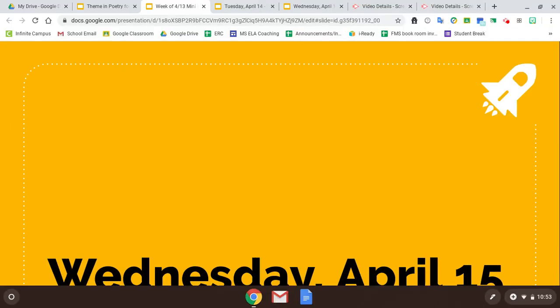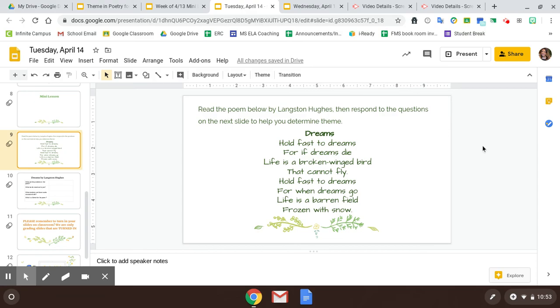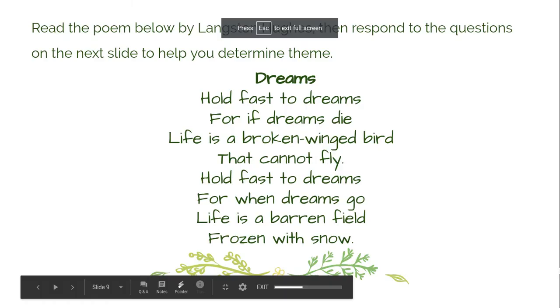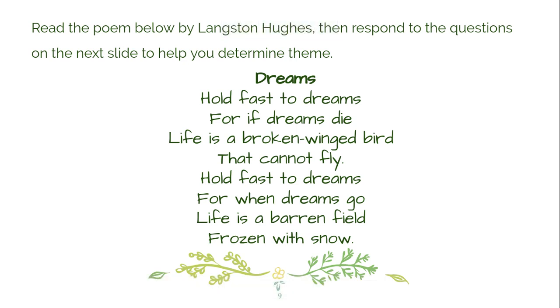All right, so today you guys are going to be reading a poem by Langston Hughes. It's called Dreams. I'm going to go ahead and read it to you. It says, Dreams. Hold fast to dreams, for if dreams die, life is a broken winged bird that cannot fly. Hold fast to dreams, for when dreams go, life is a barren field frozen with snow.